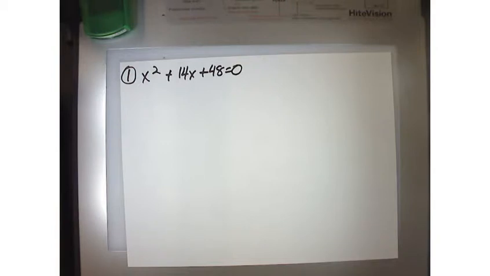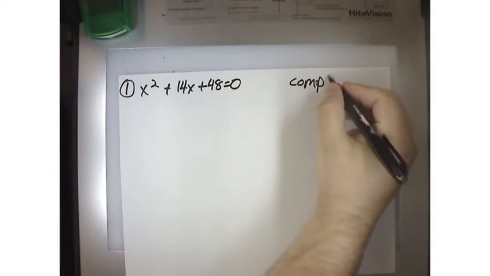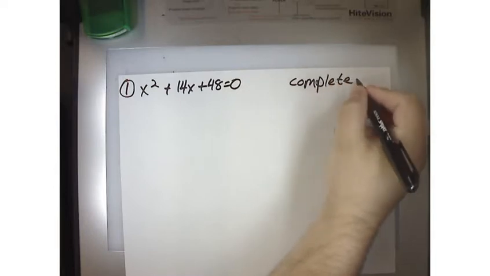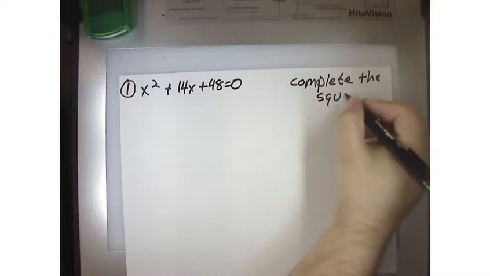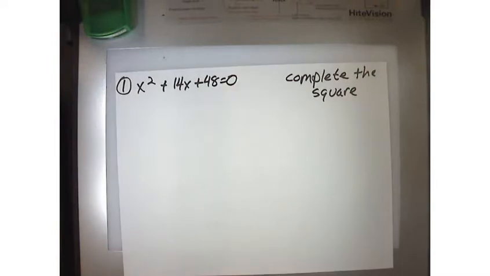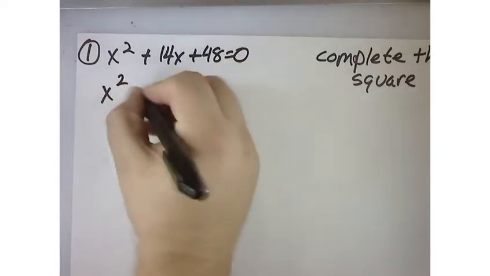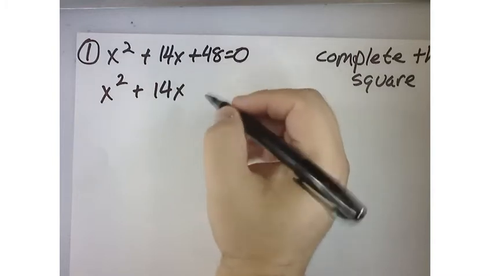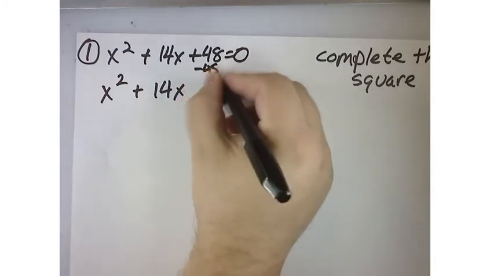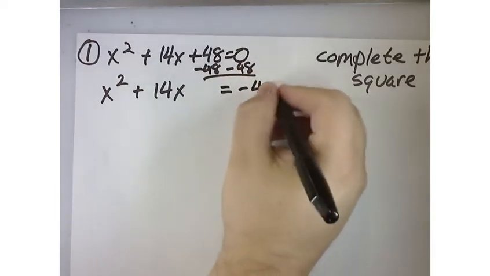So now, to complete the square, whenever we want to complete the square, the first thing we do is take that constant and move it over to the other side. Okay? So I'm going to take the 48, which is positive, and simply move it over to the other side of the equal sign. So I'm going to have x squared plus 14x, and then remember, to move this to the other side, I subtract 48 from both sides. So this is minus 48, minus 48, and so I get a negative 48 over here on the other side.